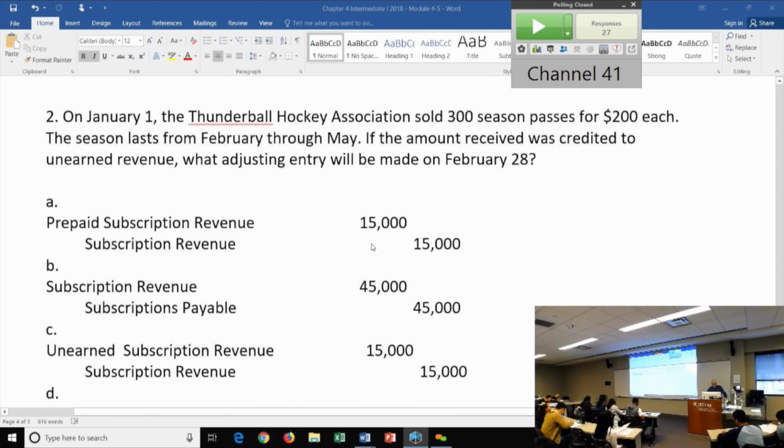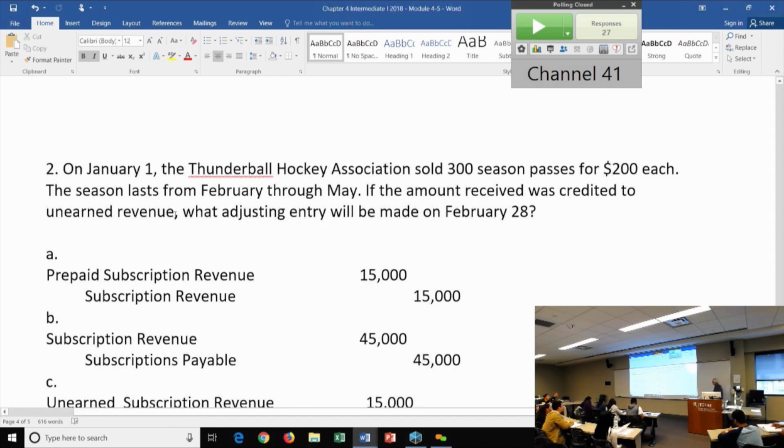Let me make sure I got this one correct. On January 1, Thunderball Hockey Association sold 300 season passes. That's an advance collection of $200 each, so you collected $60,000 in advance. The season lasts for 4 months, February through May, and it's credited to unearned revenue. So this time it was debit cash, credit unearned revenue. And we want to know what is the 1 month entry that you would make to earn the revenue.